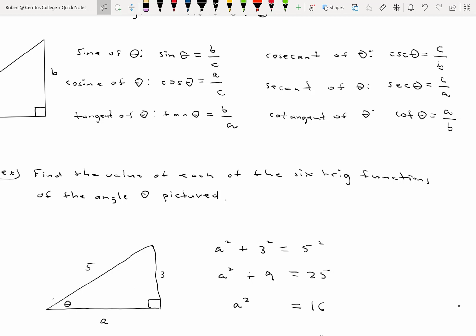I think in this course, at the end of the course, so don't panic, there are a total of 75 or 80 relationships between the trig functions that we're going to be expected to know.